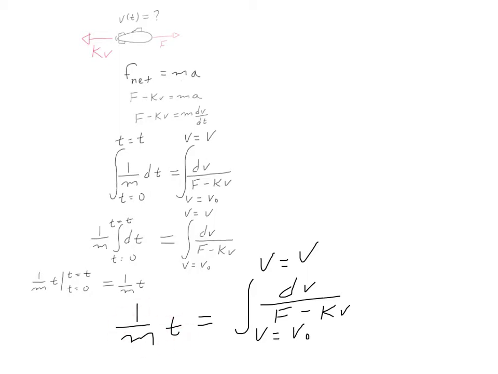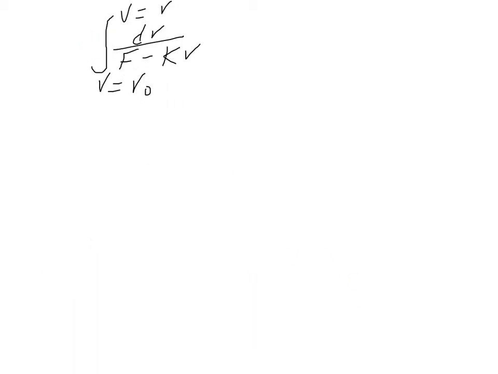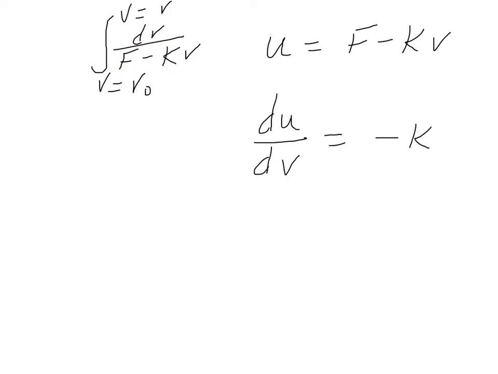I have on the left 1 over m t, and over here I still have to deal with this v integral. Looking at this v integral, I have to go from v equals v naught to v equals v final, and notice it's dv over a constant and a v, and it looks like a 1 over x integral. If it looks like a 1 over x integral, we use u substitution. So I'm going to say u equals f minus kv, because I want to make this look like 1 over x.